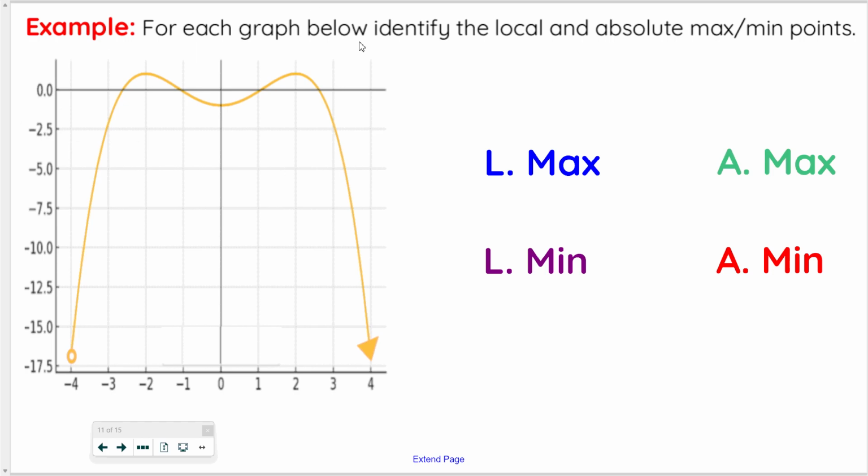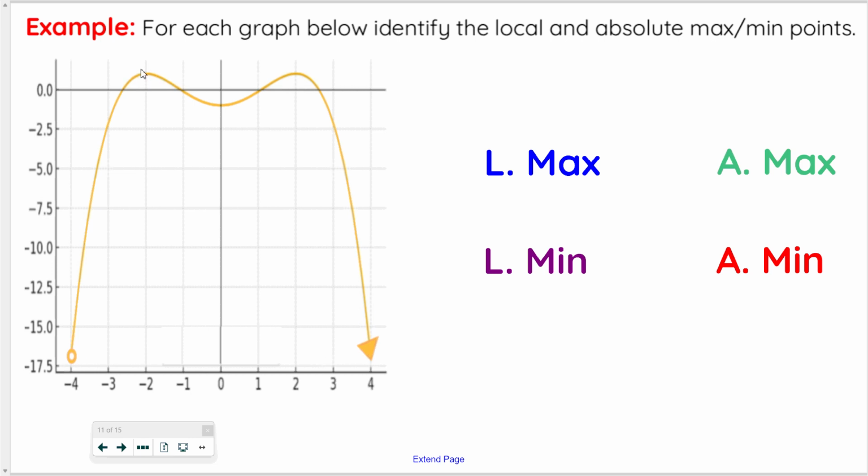So for this graph, I just want to identify some local and absolute max and min points. If I look down here, this looks like it's a minimum point, but it's not existing. It's an open dot. And this here continues infinitely in the negative direction. So technically, I don't have an absolute minimum there. So we go to the top here.